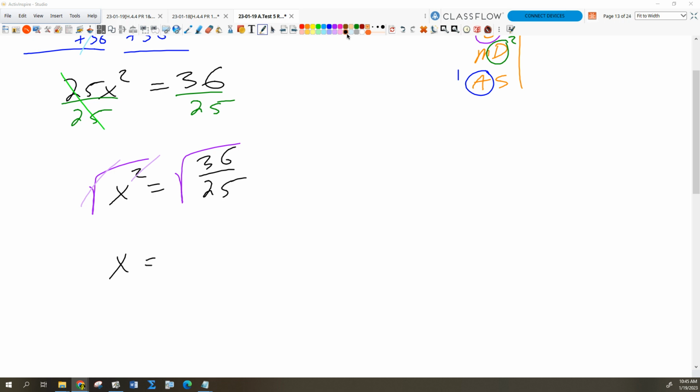X by itself equals 6 over 5. Okay, what do I need to include? Plus or minus, because I square rooted both sides. So there are my two solutions. Okay, give me thumbs. Okay, all right.